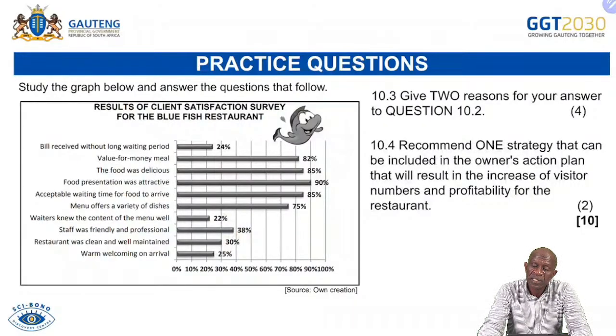It goes on to the third question, which reads, give 2 reasons for your answer to question 10.2, the one on incentives. 10.4, it says, recommend one strategy that can be included in the owner's action plan that will result in the increase of visitor numbers and profitability for their restaurant.